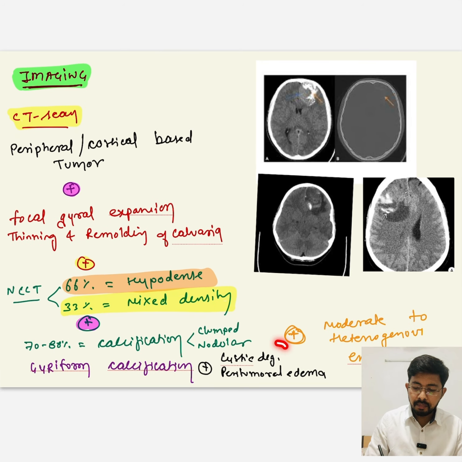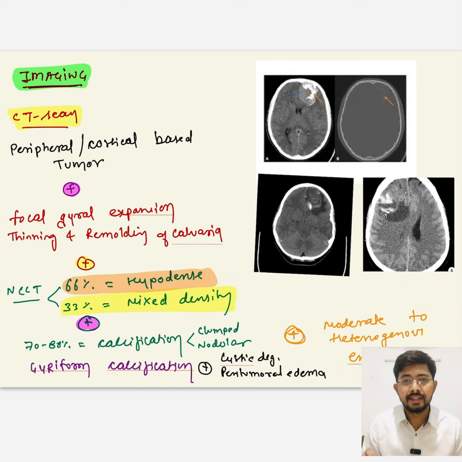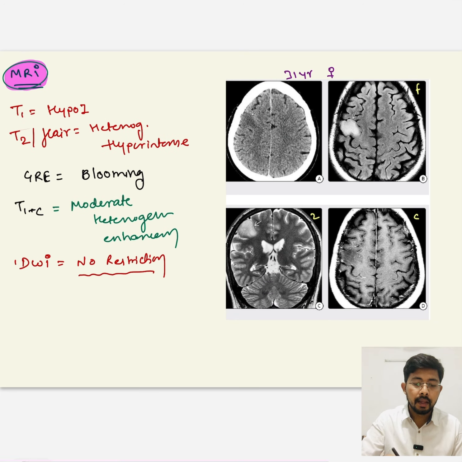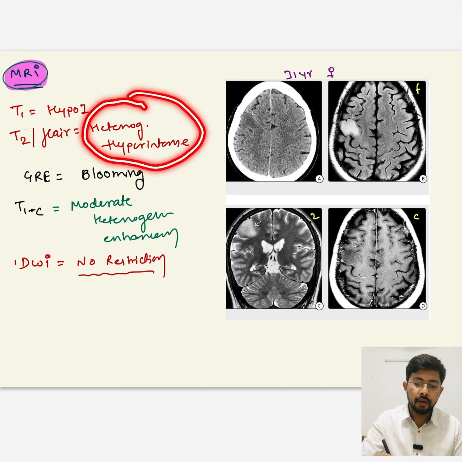So, cystic change and peritumoral edema are common, with moderate to heterogeneous enhancement on the post-contrast study. Sometimes it does not give enhancement. This depends on the consistency of the tissue in the particular lesion. On MRI, it appears hypointense on T1 and hyperintense or heterogeneously hyperintense on T2 and FLAIR.